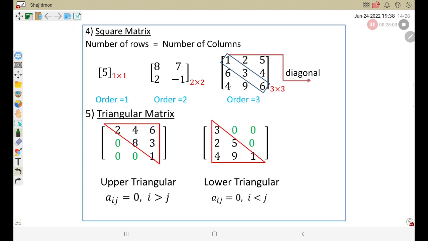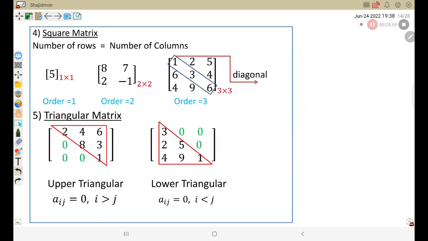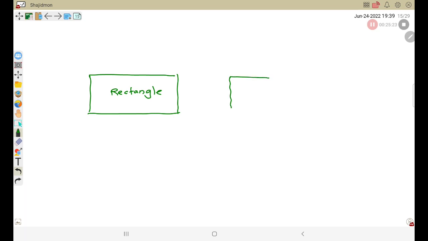Now we will go to another classification, square matrix. Square matrix means, you know what is the meaning of square, correct? What is the meaning of square actually, you know, this shape, correct? This shape is rectangle shape, okay? This is a rectangle shape, okay? Now what is square? Square means all the sides should be same length, correct?